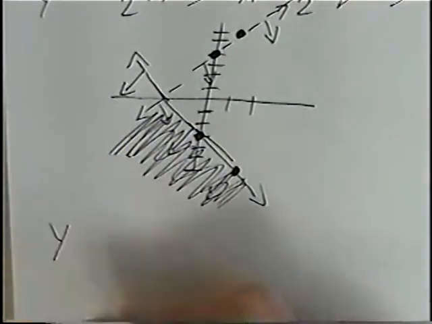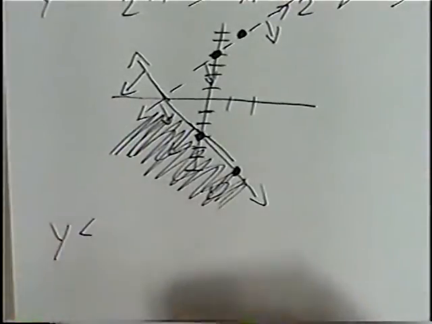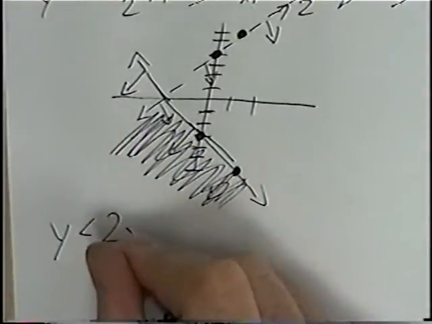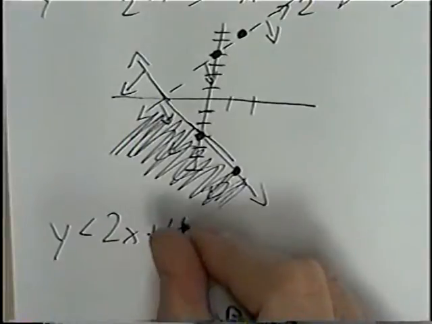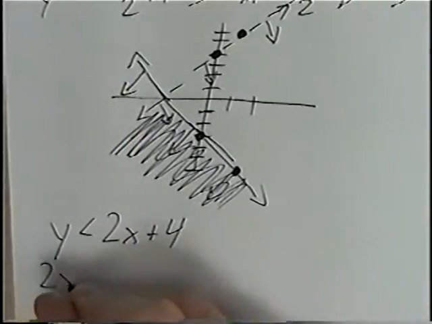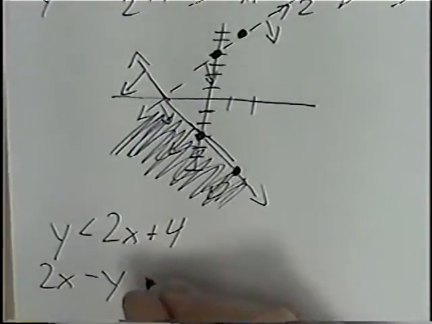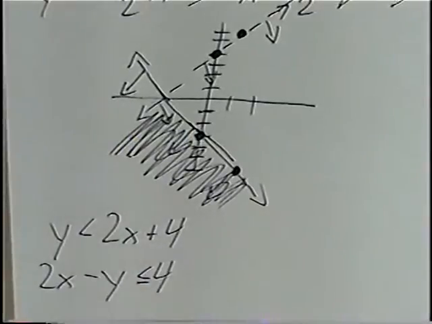Second question and second set of inequalities. First inequality, we have y is less than 2x plus 4. And the second inequality, 2x minus y is less than or equal to 4.